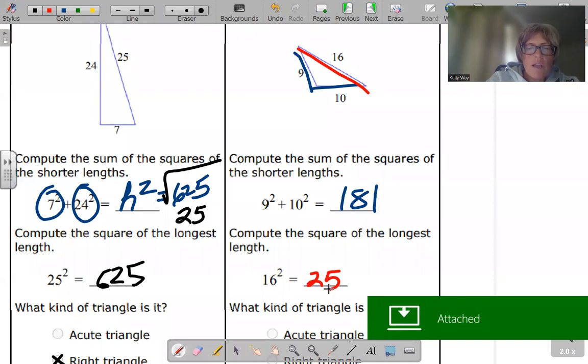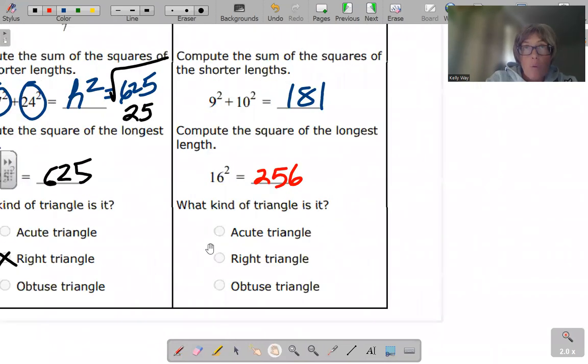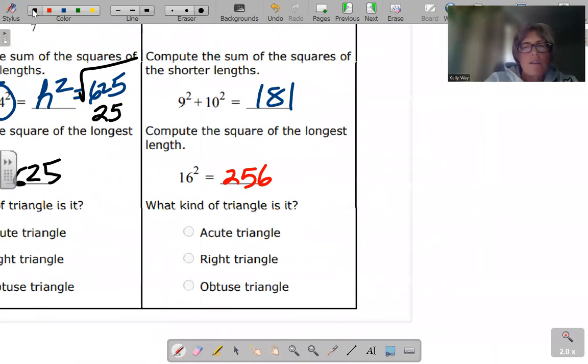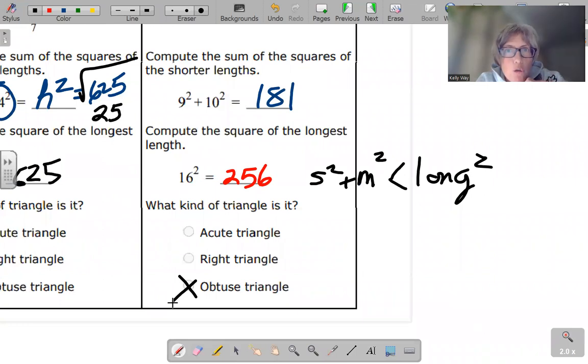So what you're noticing here is that the longest side is not equal to the square. It's like this: the smallest side squared plus the medium side squared, compared to the longest side squared. And right here, instead of an equal sign, which would make it a right triangle, the longest side squared is larger. We would say, therefore, it is an obtuse triangle if the longest side squared is larger than the other two sides.